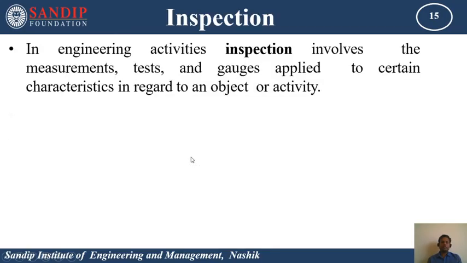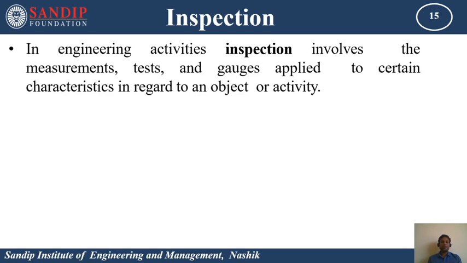Now the next point is inspection. We know that inspection is a part of our metrology measurement process. In engineering activities, inspection involves the measurements, tests and gauges applied to certain characteristics in regard to an object or activity. Suppose we are going for the manufacturing of any part or component, so right from the raw material selection to the product delivered to the customers, there are several processes.